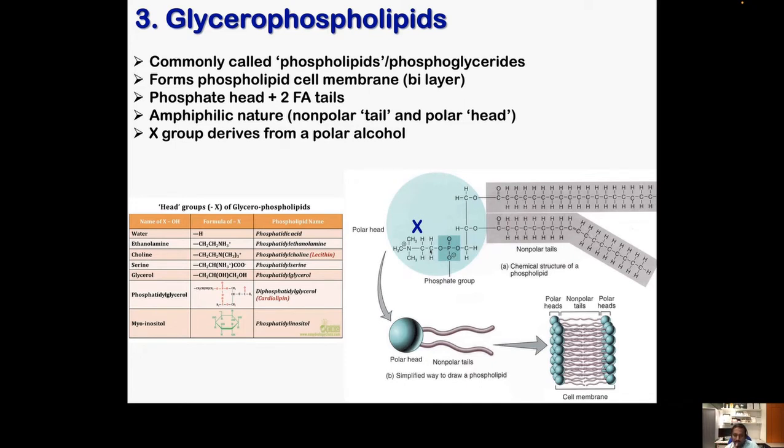Generally, phospholipids are made up of glycerol, two fatty acids, and one phosphate group, and that phosphate group reacts with another alcohol group. They are predominantly important to make our cell membranes, and based on the type of this X group, the alcohol group, the name of the phospholipid will change, and their functions and their role in the main cell structures will also change.